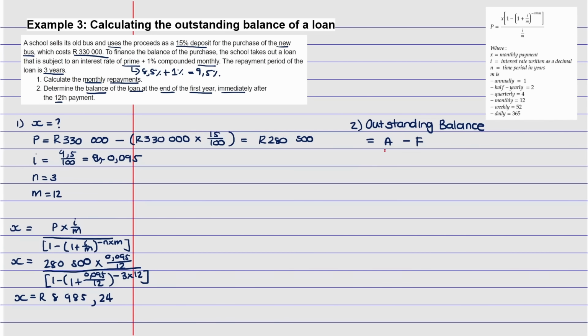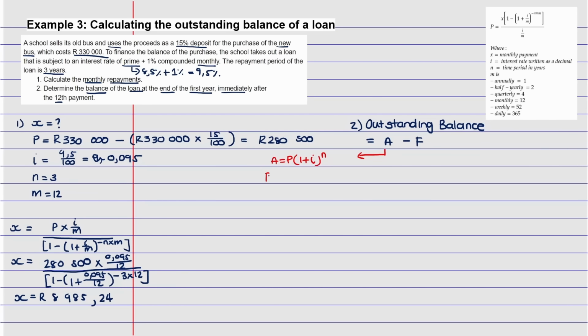So for A here, remember the formula is A equals P times (1 plus i) to the power n. So we're never going to use the simple interest. We're always going to use the compound.